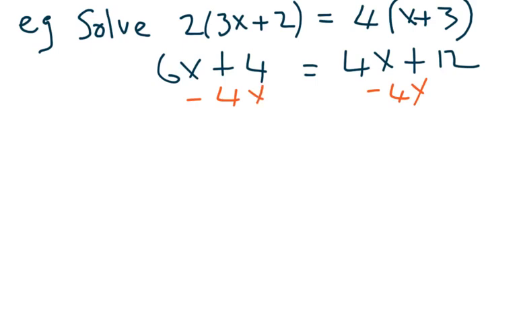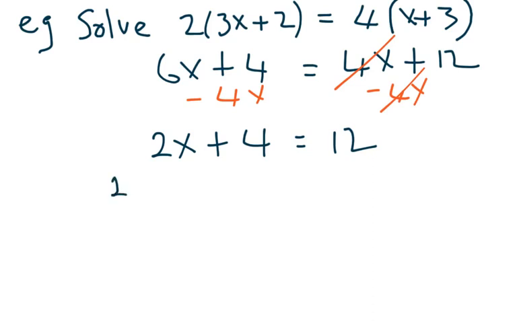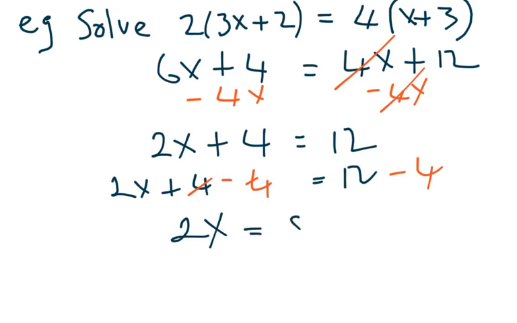Okay? So the reason I'm subtracting 4x from this side, as you know by this stage, is to get rid of these. So I'm now going to have 6x minus 4x is 2x plus 4 is equal to 12. And now I subtract 4 from both sides. 2x plus 4 minus 4 is equal to 12 minus 4. And they're going to cancel out. And it's going to give me 2x is equal to 8. x is equal to 4.